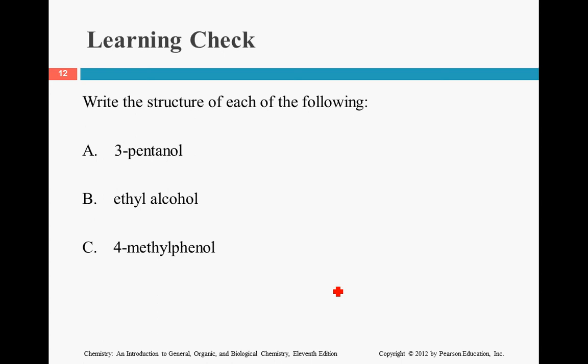Okay, so let's see how we did. Pentanol is pentane, so that's 5 carbons: 1, 2, 3, 4, 5. And on the third carbon, there's an OH group. All the rest of them are hydrogens.